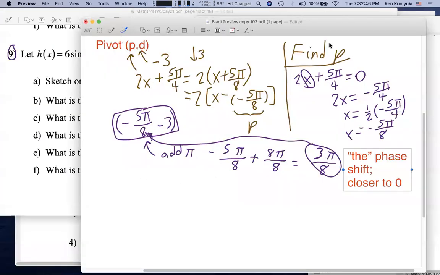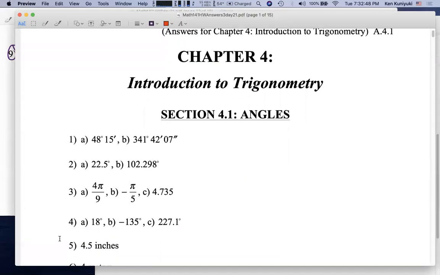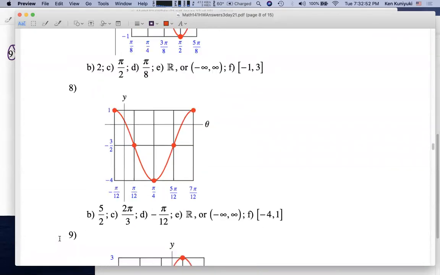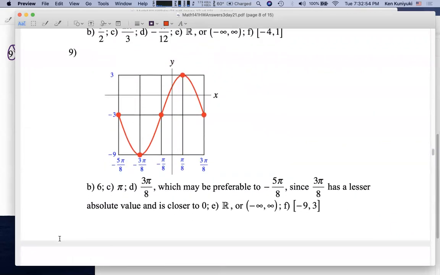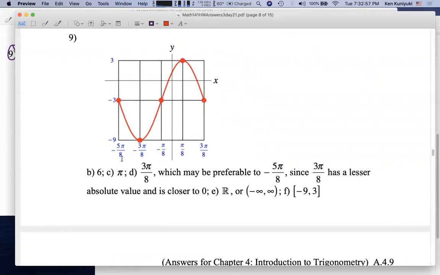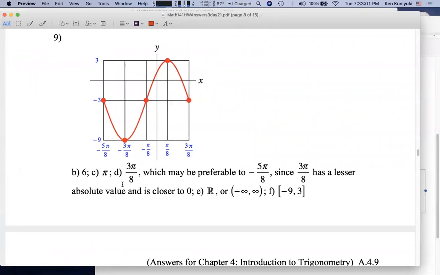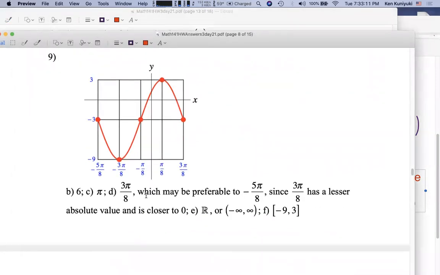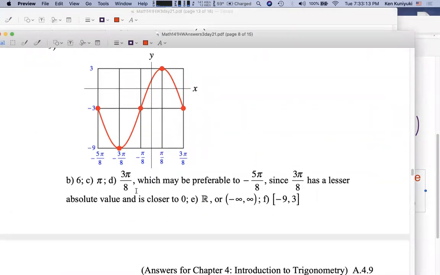Although, let me look at my answer sheet. Which one did I have on my answer sheet? Oh, okay. So I see here that I did use the -5 pi over 8. But in part D, when I asked for the phase shift, I put here 3 pi over 8 because I want to make this comment. On D, I ask, what is the phase shift? I'll accept either answer. However, 3 pi over 8 is more appropriate because it's closer to 0.